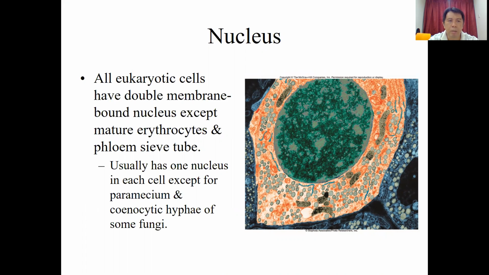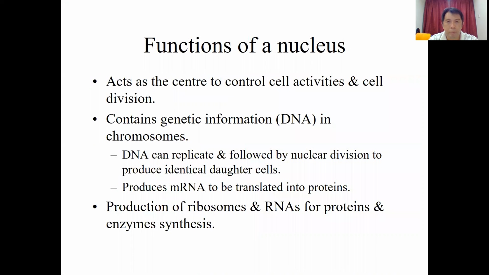and they are not found in the mature erythrocyte, which is a red blood cell, and also the phloem sieve tubes. Normally they have only one nucleus in each cell, except in the paramecium and the pseudocytic hyphae of some fungi. Skeletal muscle cells also have more than one nucleus, and we know them as multinucleated cells. Anyway, today we just focus on the nucleus.